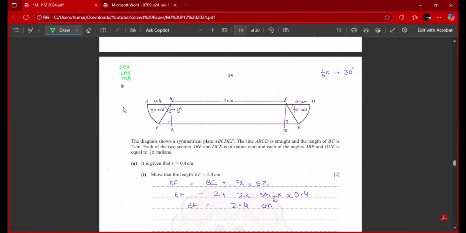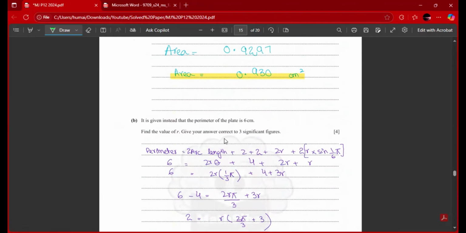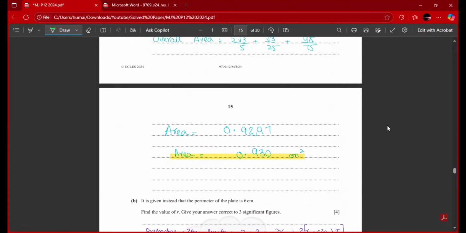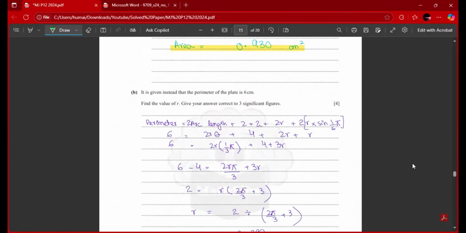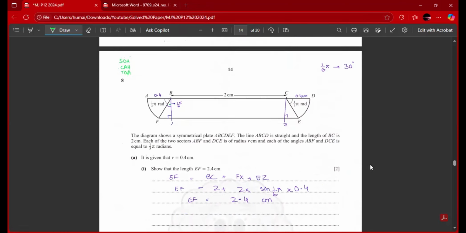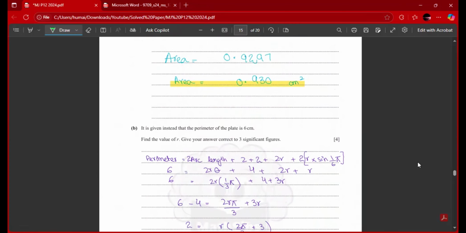That means 2 radius, 2 centimeters, my arc length, again 2 centimeters, and my value of this, which is going to change because it is affected by my radius. So let's go. We have 2 arc lengths plus 2 plus 2. Why 2 plus 2? Well, BC and this XZ is 2 plus 2. Then we have 2R, just as explained, CD and AB. Then we have 2 arc lengths, and then we have 2R into sine 1 over 6 pi.